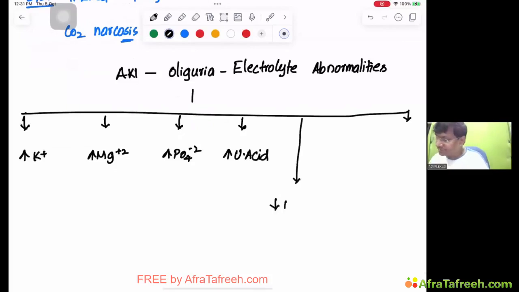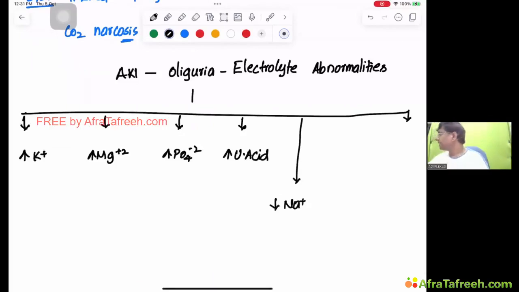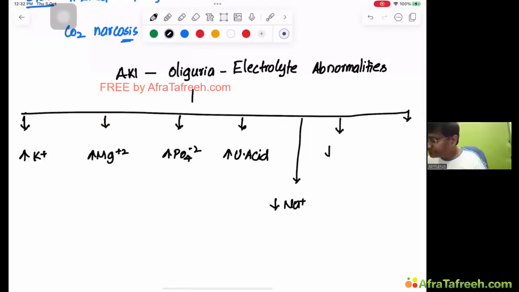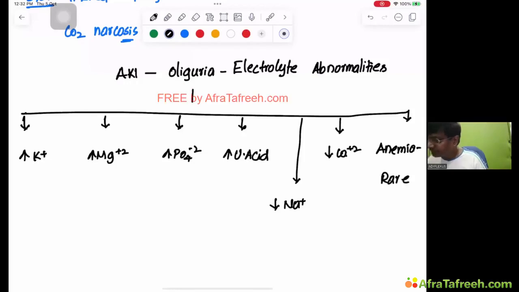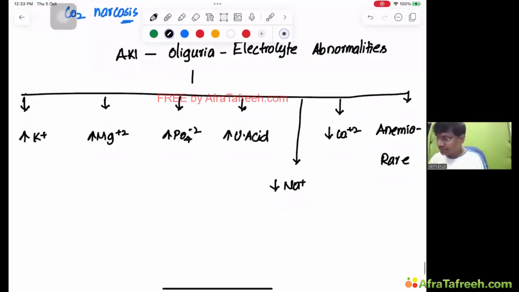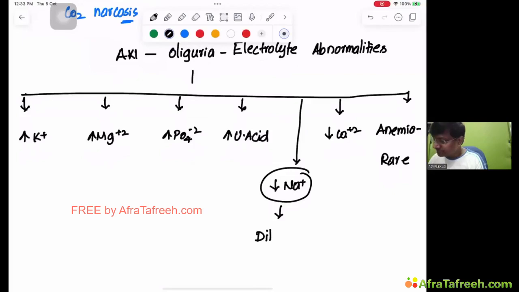Then followed by that, you take the sodium. The sodium levels are reduced, right? So hyponatremia will be there. There will also be hypocalcemia, and very rarely there can be anemia also. So why is there hyponatremia? The hyponatremia is because of the dilution effect.